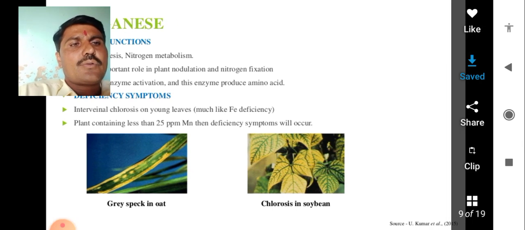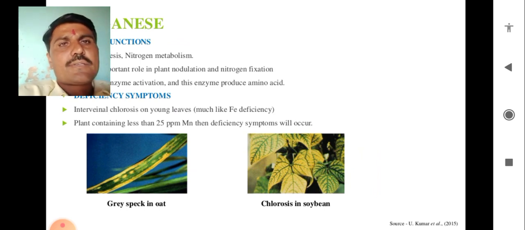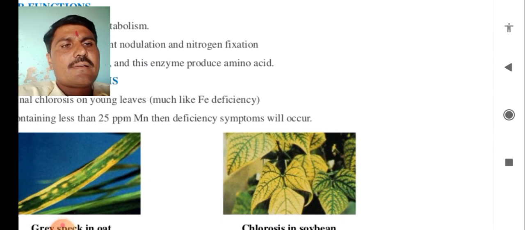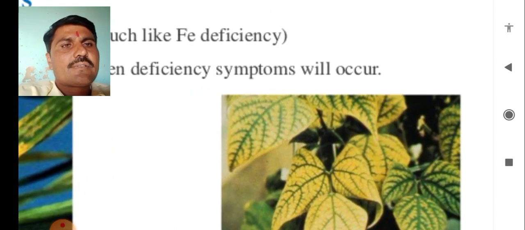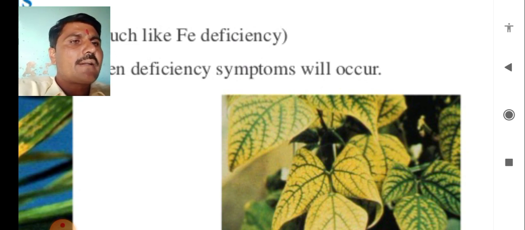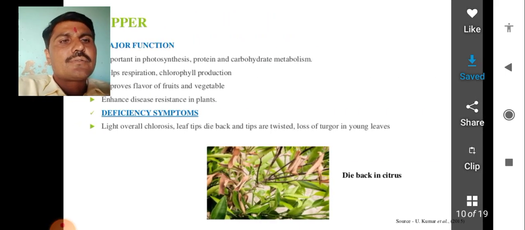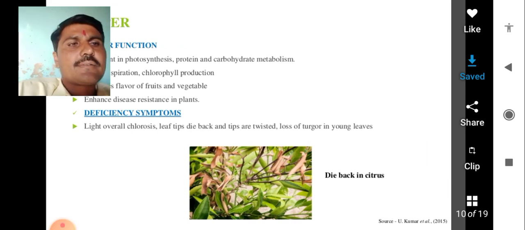Here you can also look at the chlorosis in the soybean plant. See this, all the venations on the leaf. Look at the veins which are on the leaves; they show a clear dark green color, whereas the rest of the part, that is the interveinal part or the leaf surface, shows yellowing of the leaf. So this is what about the copper one.